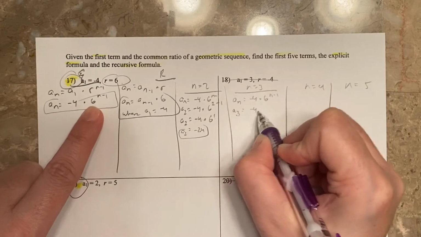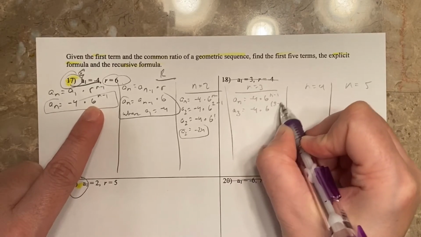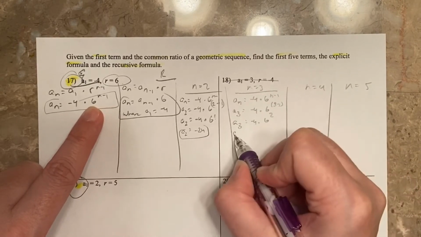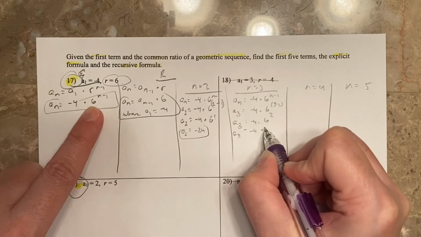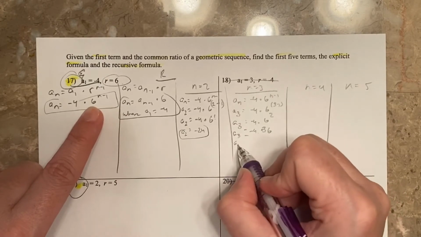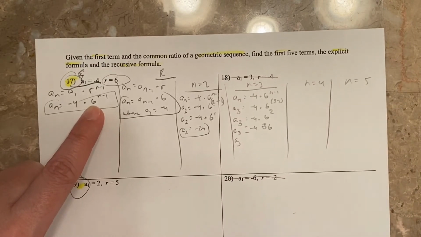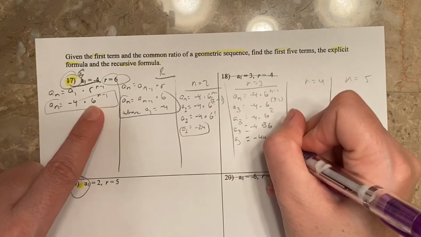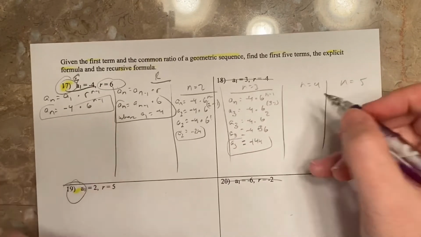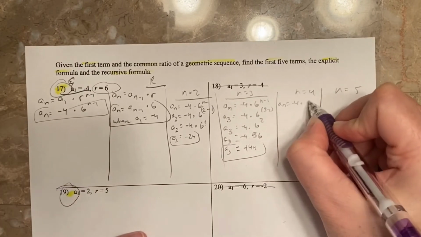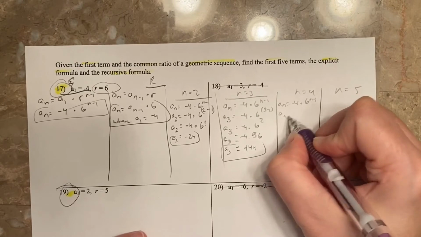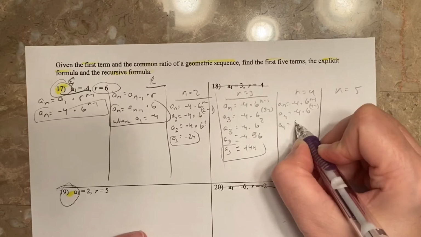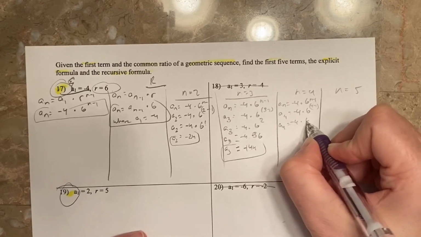A sub 3 equals -4 times 6 to the 3 minus 1. That's -4 times 6 squared. Okay, 6 squared, I believe, is 36. And 36 times -4 is -144. So a sub 3 is -144. Okay, a sub n equals -4 times 6 to the n minus 1. So a sub 4 is -4 times 6 to the 4 minus 1. 4 minus 1 is 3.